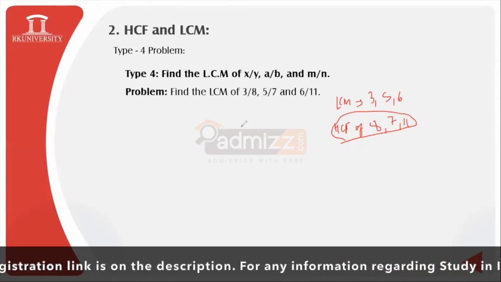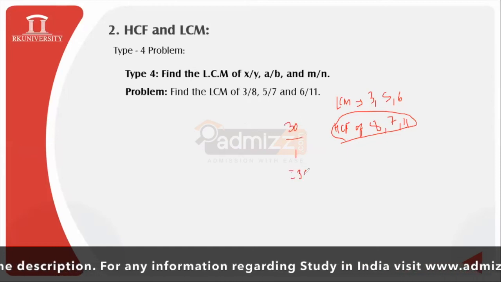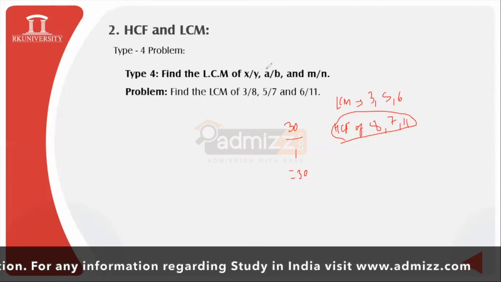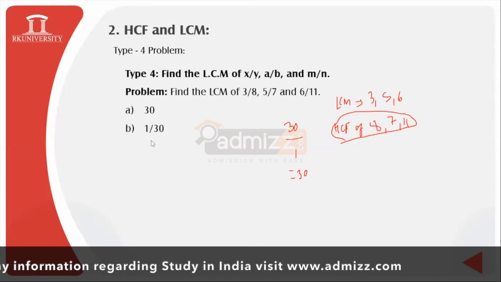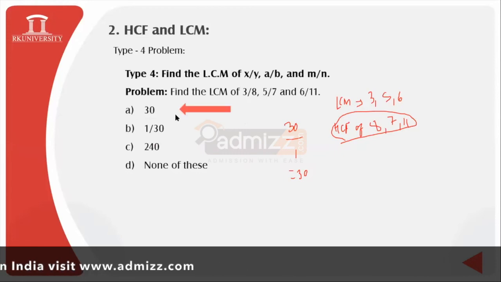Okay, yes, brilliant. So the answer is 30 upon 1, which is equal to 30. Let's have a look at the options available quickly. As you can find, we have our response, that is A is the answer to the given question.